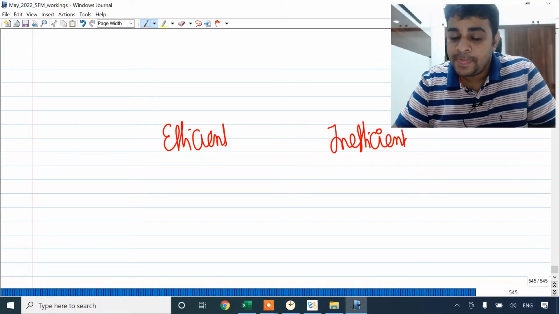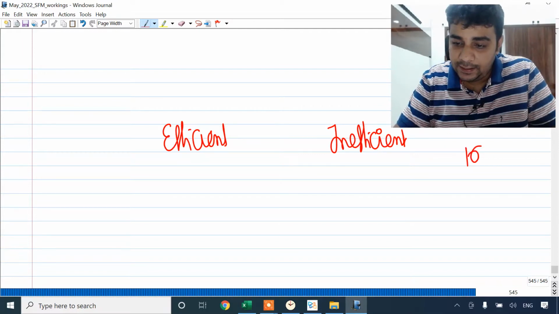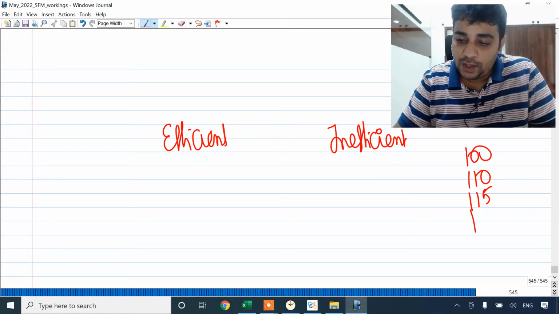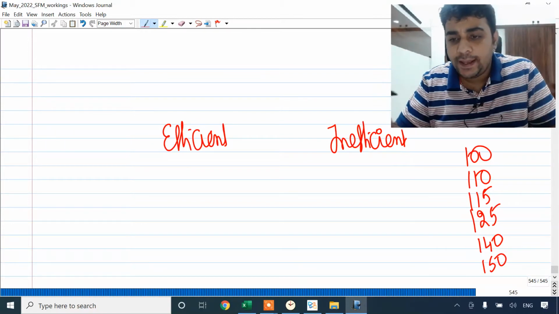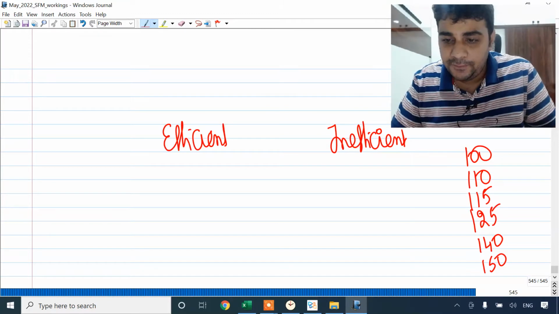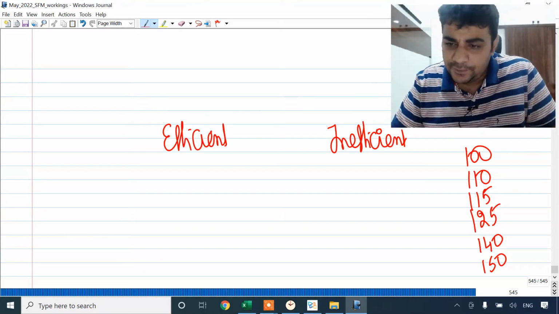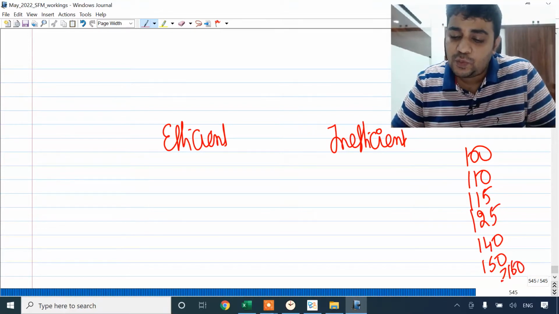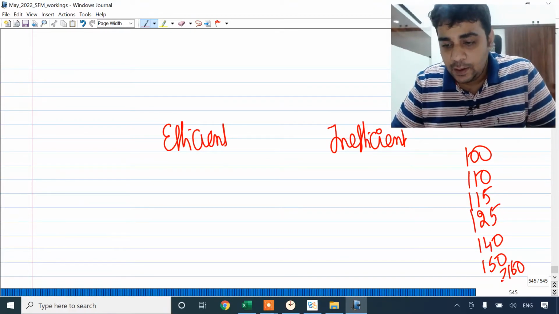For example, TCS at 100 goes to 110, becomes 115, then 125, 140, 150. It is just going up. The prices are going up every day. So it will become easier for a person to predict that the next day the TCS will stand at 160. When you're able to easily predict what is going to happen in future, it is called an inefficient market.